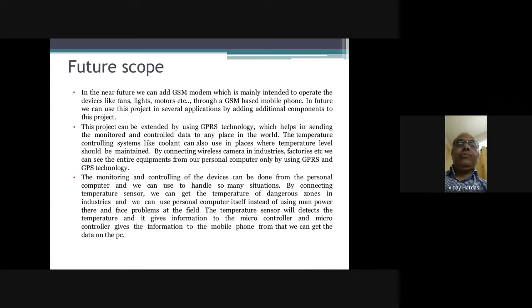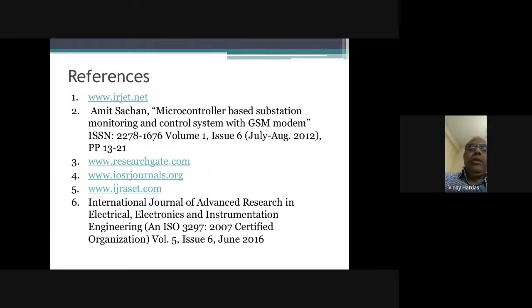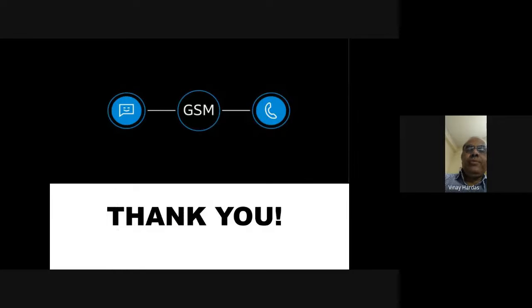The monitoring and controlling of the device can be done from a personal computer. We can use it to handle so many situations by connecting a temperature sensor. We can get the temperature of dangerous zones where people can face problems in the field. Okay. These are the references of our project. Thank you, sir.